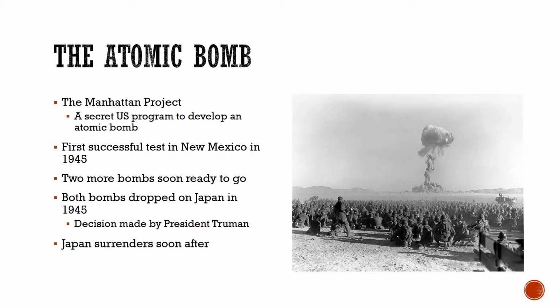The decisions were made by a new president, President Harry S. Truman, because FDR dies of a stroke in the last year of the war. Anyway, after the decision to drop the 2 atomic bombs, Japan decides to surrender, and with that, World War II is over.